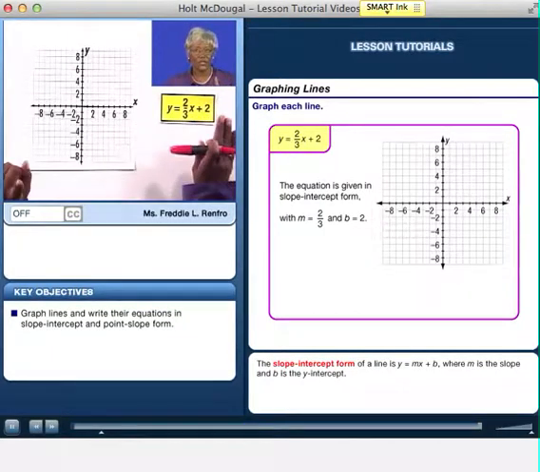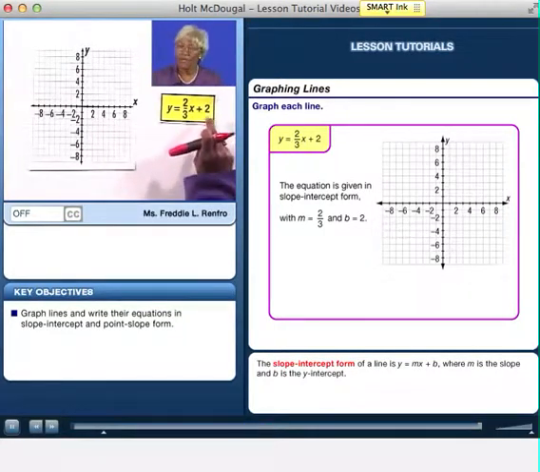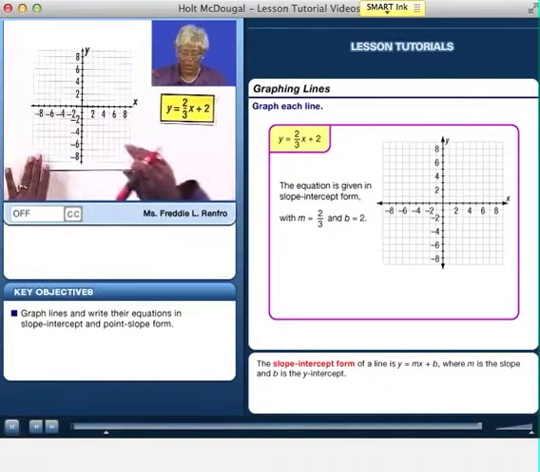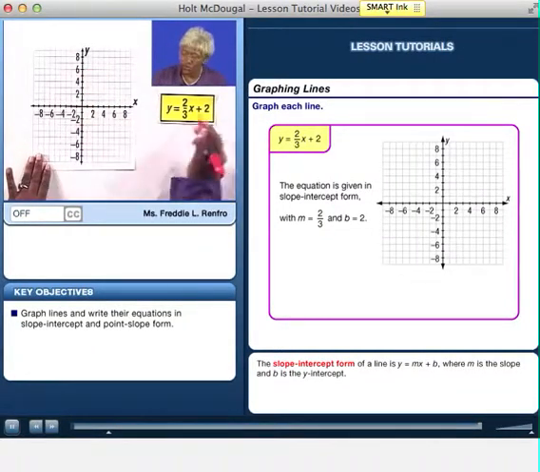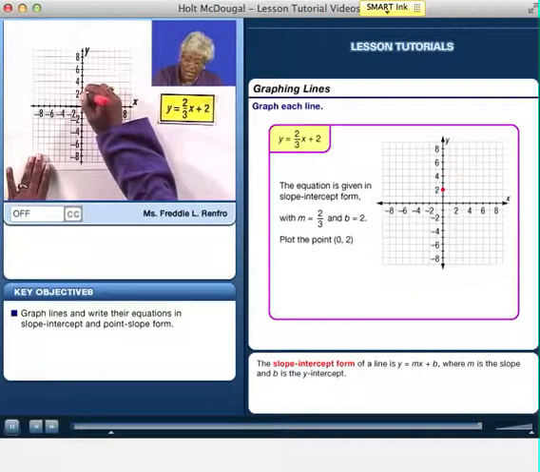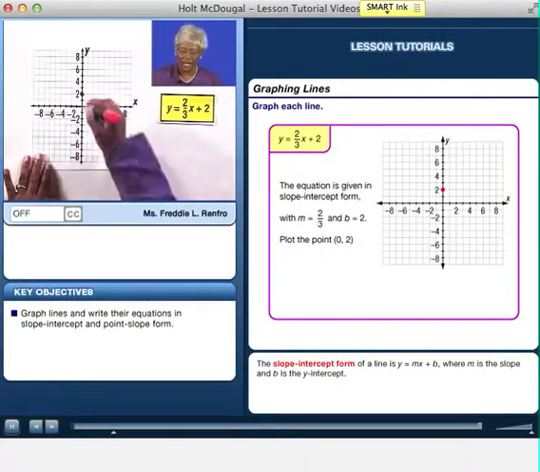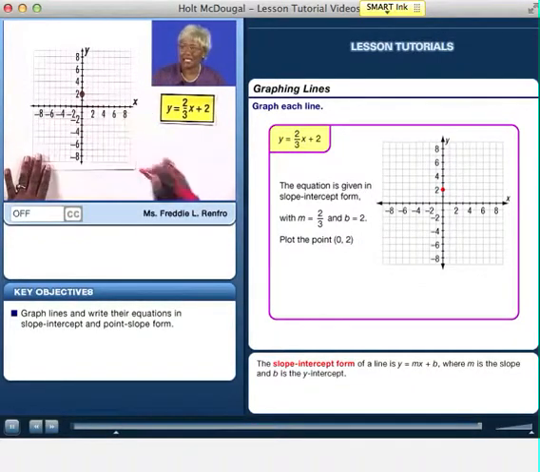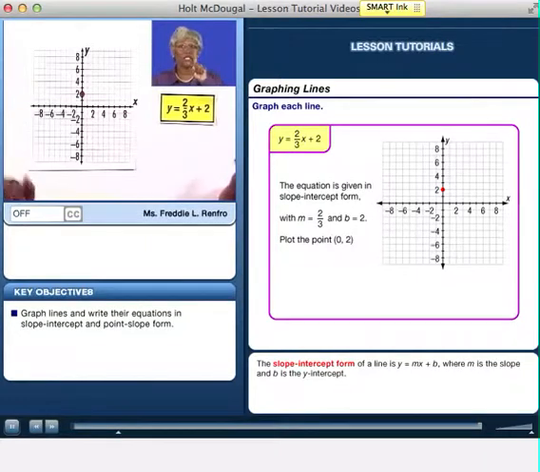The first thing you do is you graph the y-intercept. Well, I'm going to come up on the y-axis where it's 2, put a red dot. That's 1 point on that line. Make it really big so we can see it. Okay? Now we need another point because 2 points determine a line.